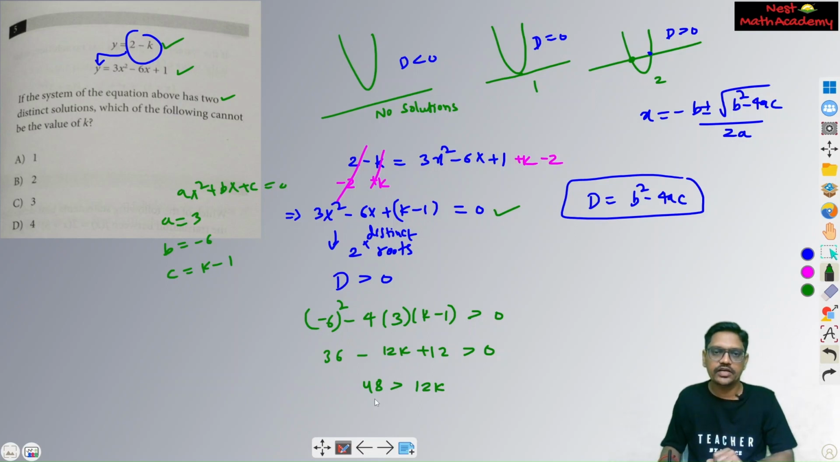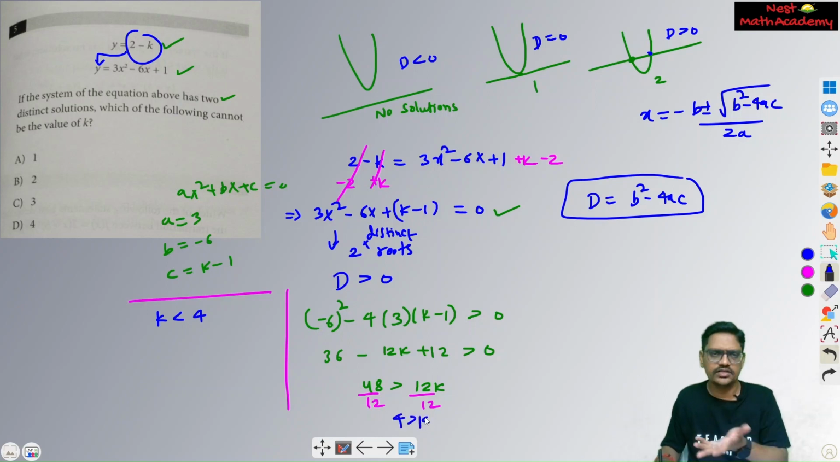So dividing by 12 on both sides, I can divide with a positive number in an inequality, no problem. If I divide by 12, I am getting k less than 4. 4 greater than k means k less than 4. Okay, so what does it mean? Whenever the value of k is less than 4, I will get two roots. If k is less than 4, we get two roots. That's the meaning of that.